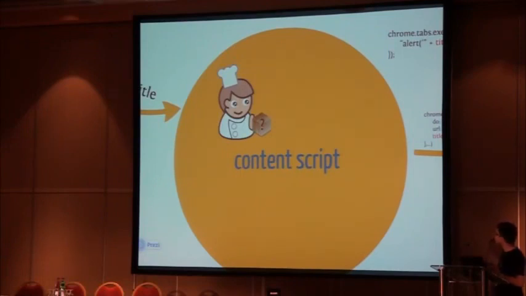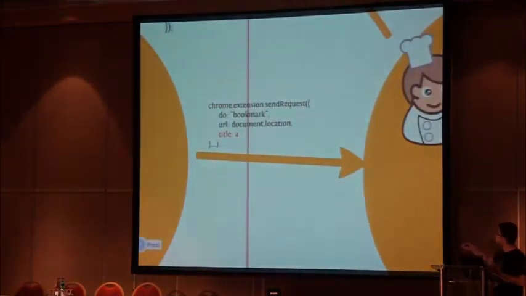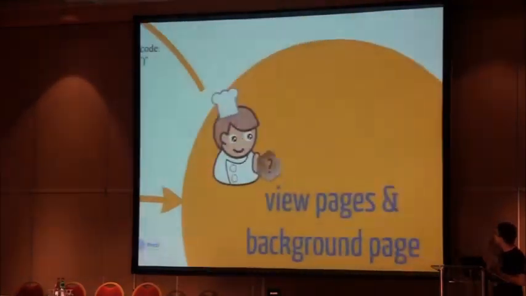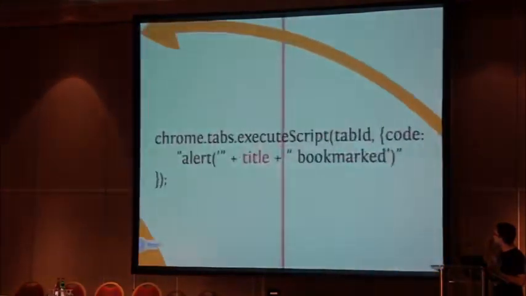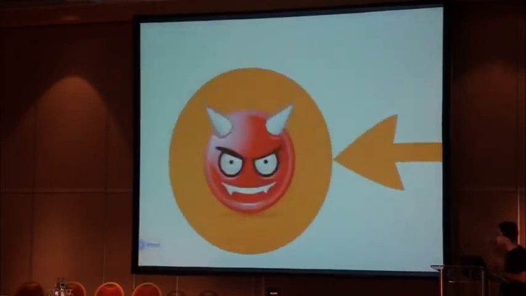But most of the time, what happens is that the content script forwards it to the view page. The view page does its stuff, and then calls a new content script, chrome.tabs.executeScript. This is the function to instantiate a new content script. And of course, it does so insecurely by appending strings without validation, without any form of input filtering. Yeah, and we have the XSS.